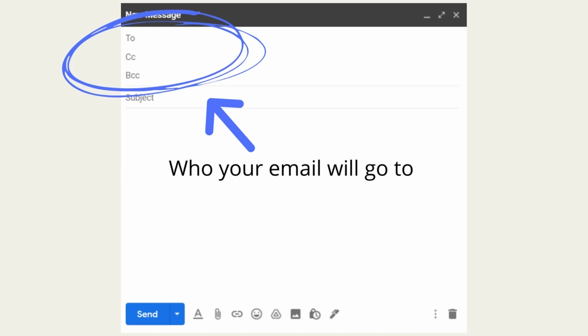You will also notice two other sections. One says CC, which means you can add additional people that you want to copy in the email, but they are probably not the ones that you need a response from. For example, you might want to email your teacher about something that you feel your guidance counselor should also know about. So you would write your teacher's email at the top and then the guidance counselor's email in the CC section.